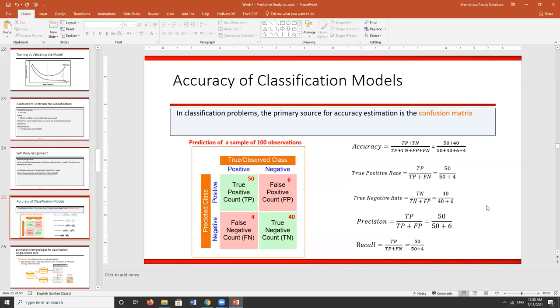In your final project, you might show me that, Hamid, I used two different models. In one of them my accuracy is 90%, in another one 80%, in another one 70%. I picked the 90% because this model has the best test performance measures, higher accuracy, higher precision, higher recall. Any questions so far?